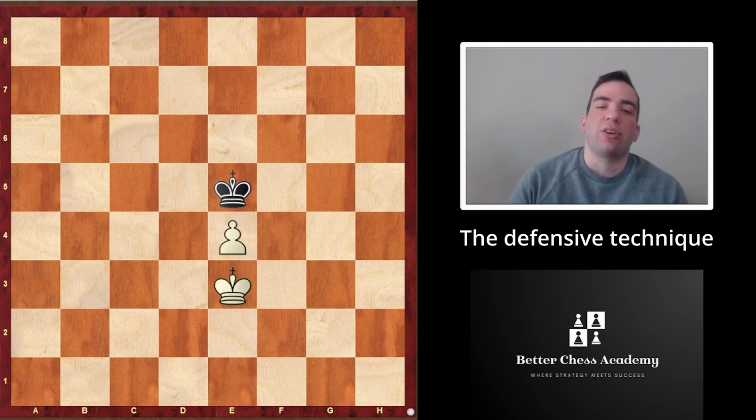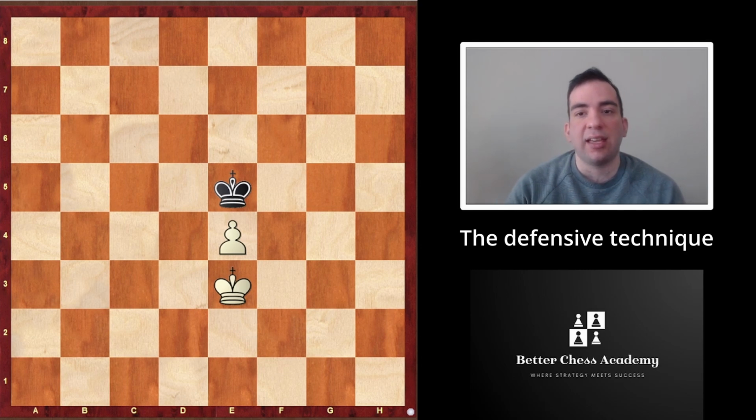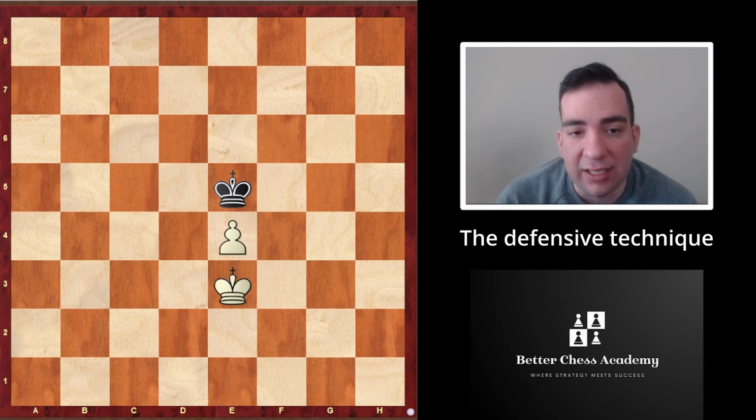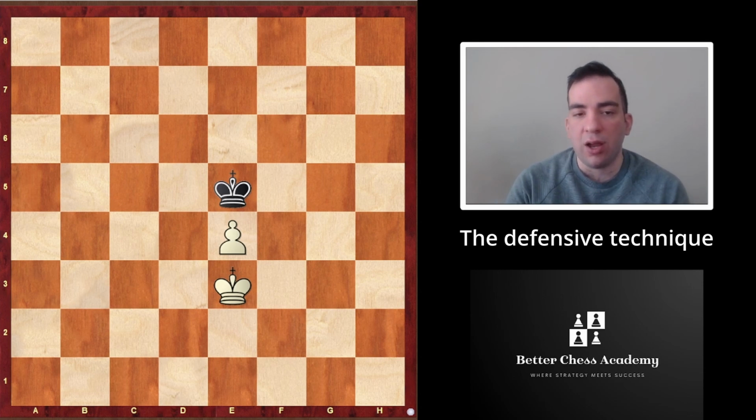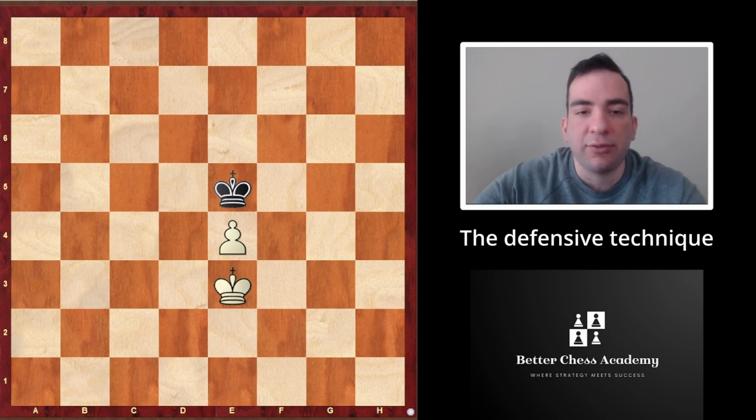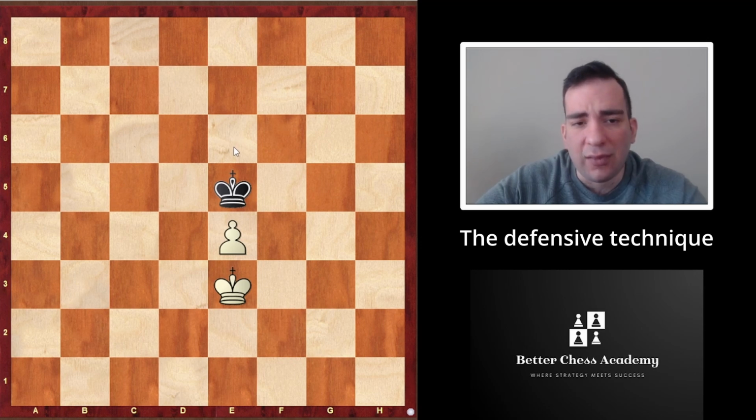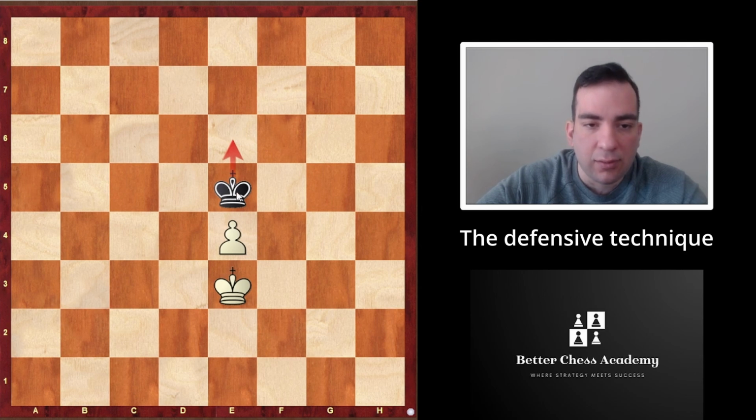So now we are going to discuss the very important defensive technique when the opponent has a pawn and the king is behind the pawn. Then there are two rules. The first one says that when we have to go to the back, we choose the square that is on the same file as the pawn. For example, in this position, if it was black to move, we would play king e6. The second rule says that when we can move in front of the pawn, it's usually the best move, so we do it.